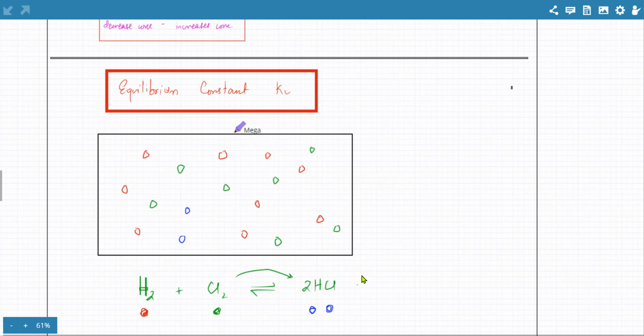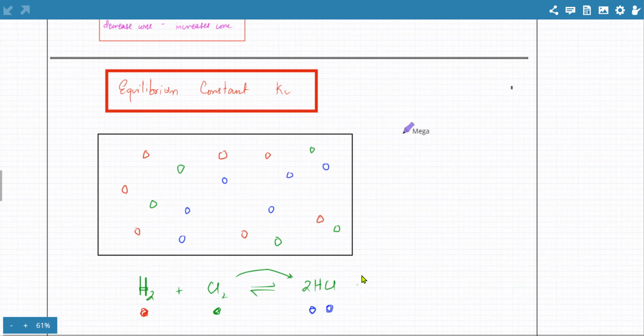Then more H2 and Cl2 would react with each other. So these two would collide with each other and they would react and form two HCl molecules. So you're going to have more and more HCl molecules forming. So forward reaction starts happening. Let's say that a few more H2 and Cl2 molecules react and produce two HCl molecules.